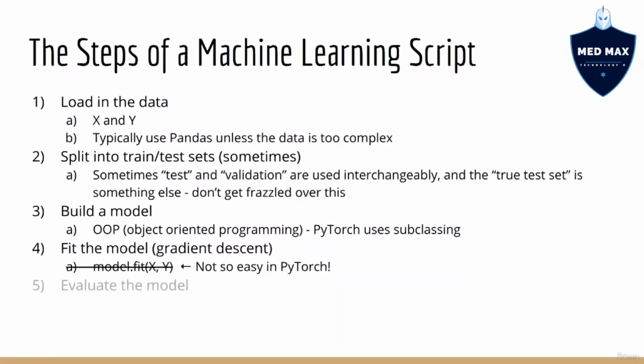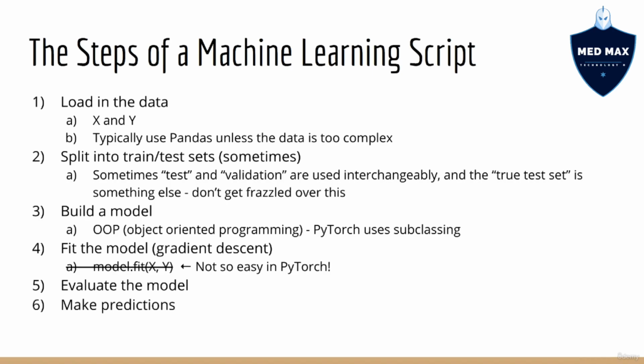And finally, number 5, we evaluate the model. This involves checking the accuracy of our model on both the train and validation sets. At this time, we can also check to see if the model is overfitting or underfitting. And once this is all done, we can make predictions with our model.